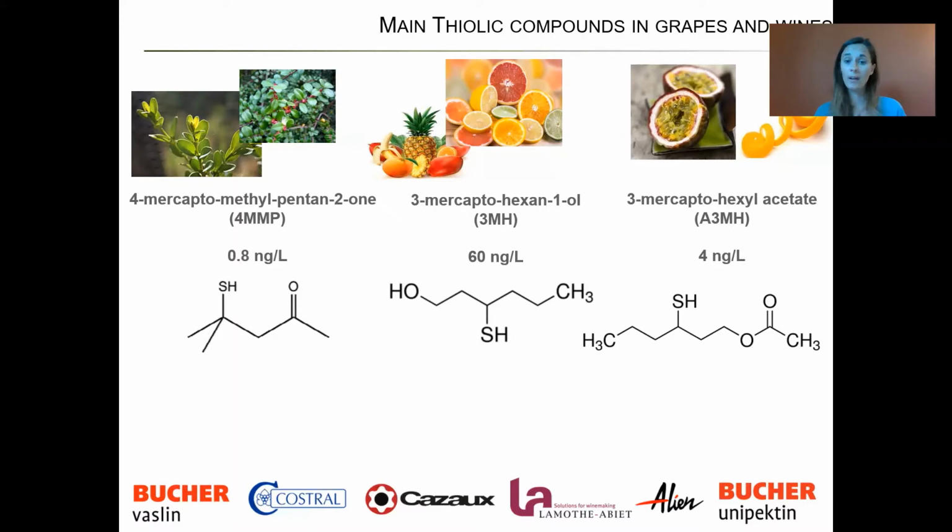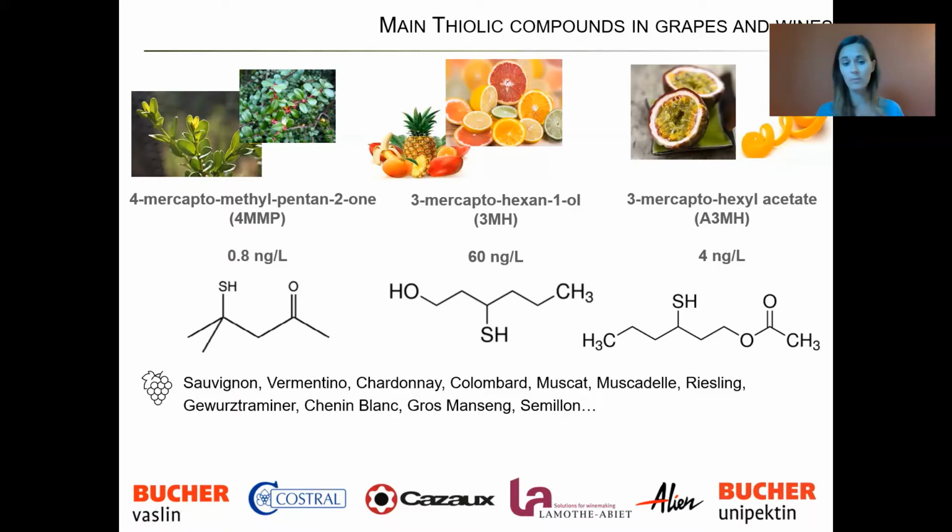Then on grapes, there is only 2, the 4-MMP and the 3-MH, because in fact, these compounds are varietal compounds, so they are found on grapes. When we're talking about white wine, the most stereotyped grape for thiolic compounds, or the example of it, is Sauvignon Blanc. But also it's present in many other varieties such as Vermentino, Chardonnay, Colombard, Chenin Blanc. You have some varieties listed there.